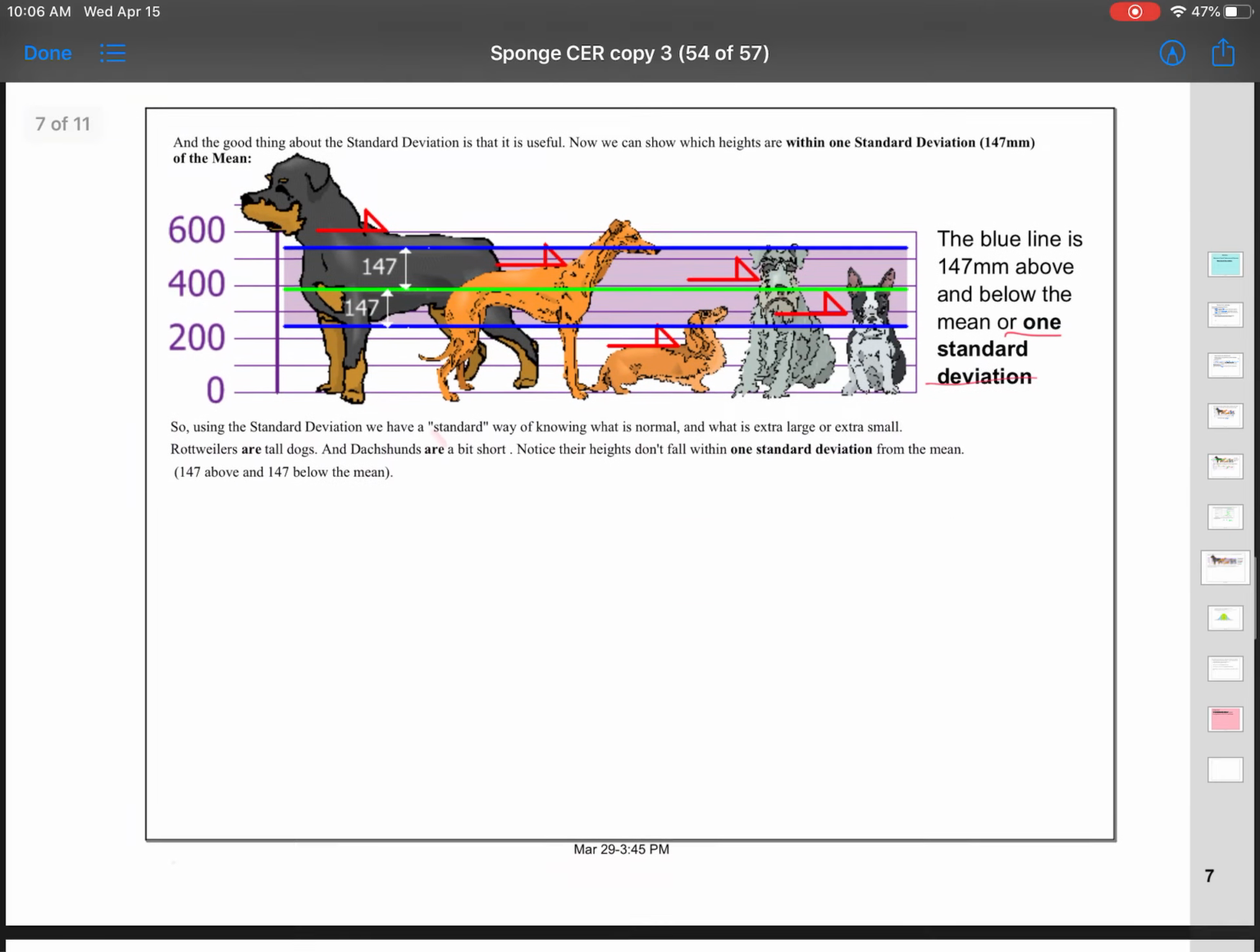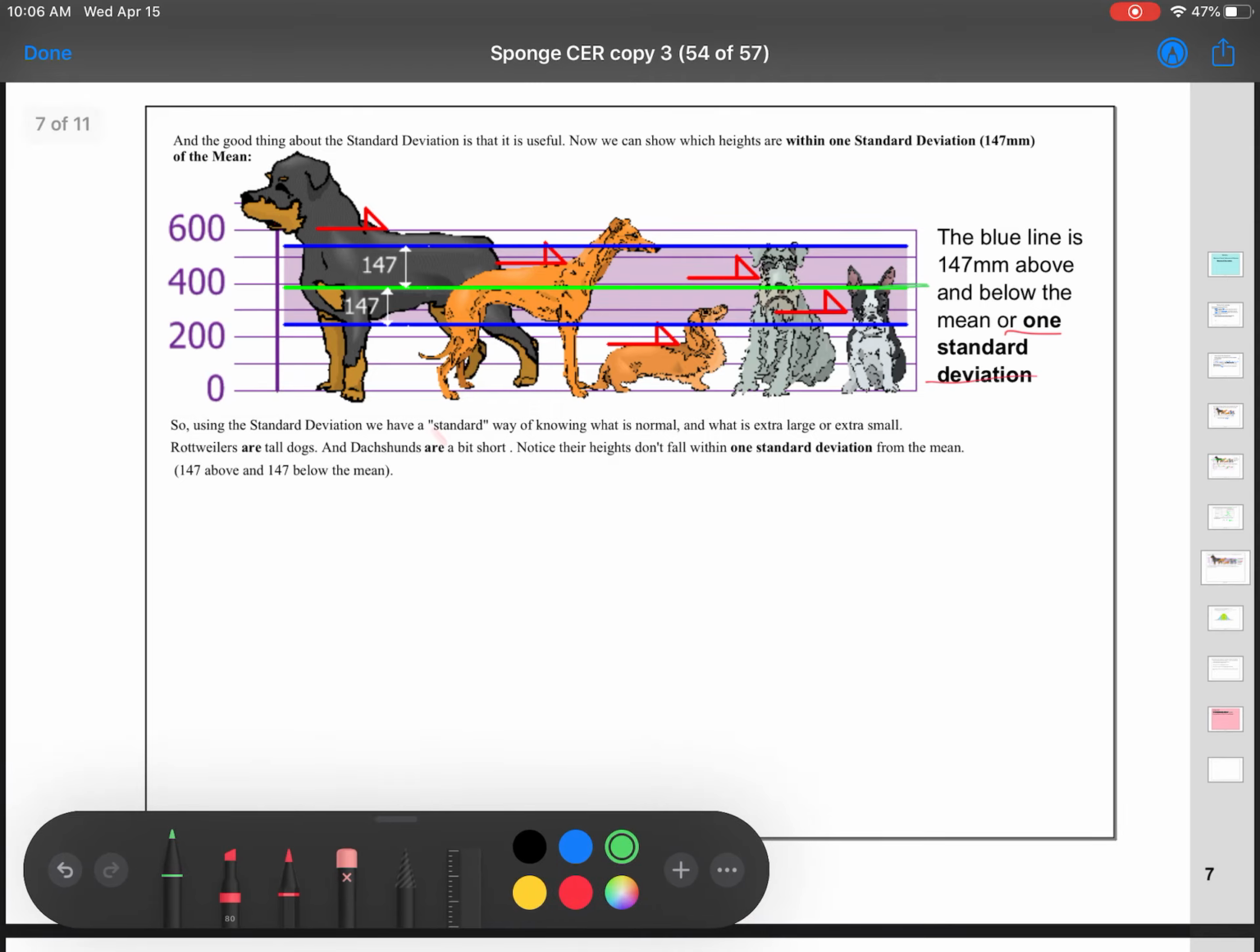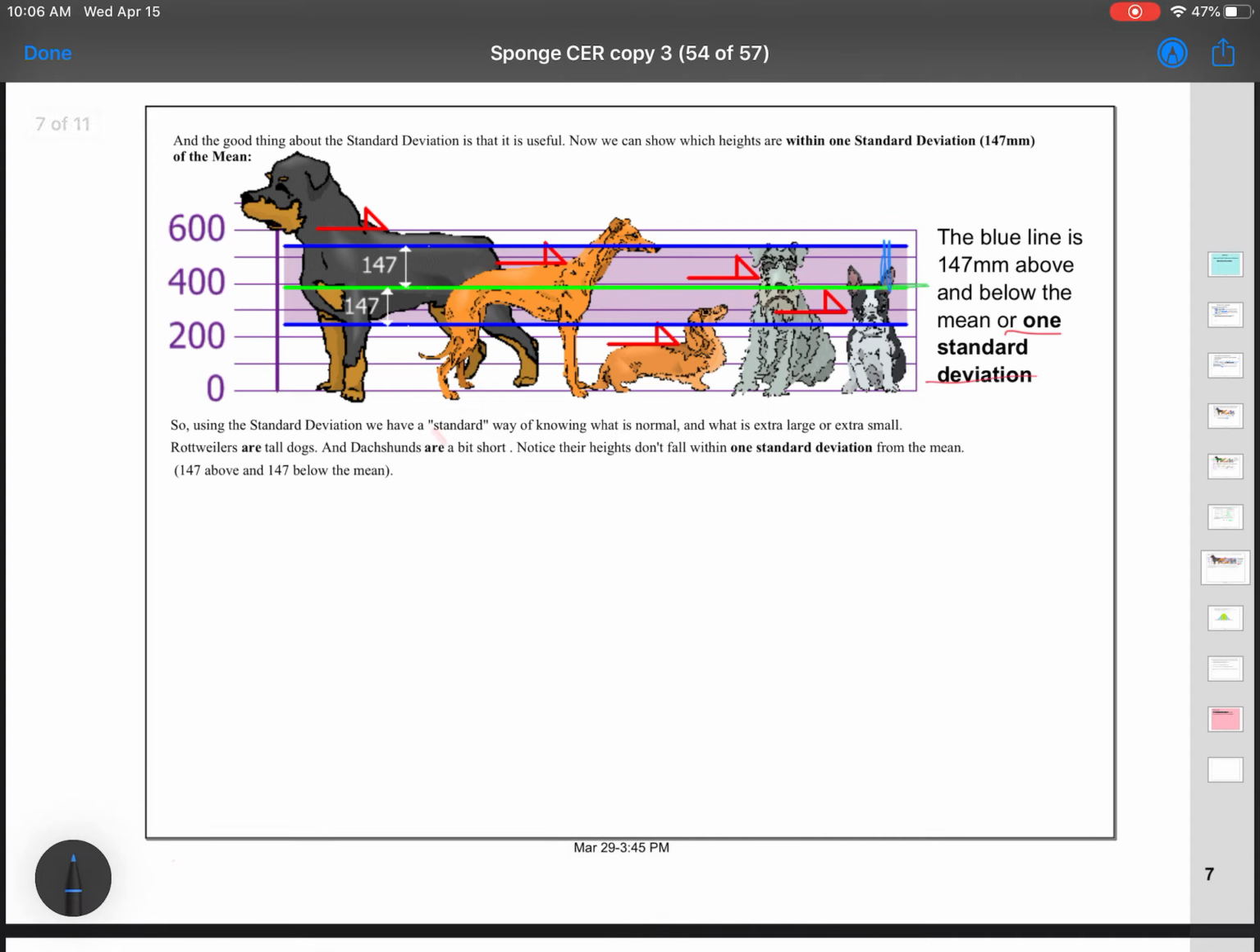Now, what does that mean? Well, if we look back at our 5 dogs, you can see that the green line here is still the mean that we had before. But now if I go up 147 millimeters above the mean, or I go down 147 millimeters below the mean, that means I'm going up 1 or down 1 standard deviation. So you can see here now in the blue, this is going up 1, taking my mean and adding 147, and down 1, taking my mean and subtracting 147.